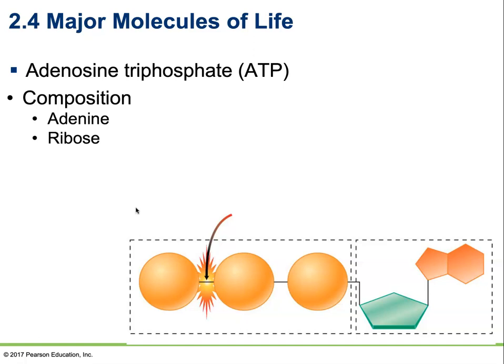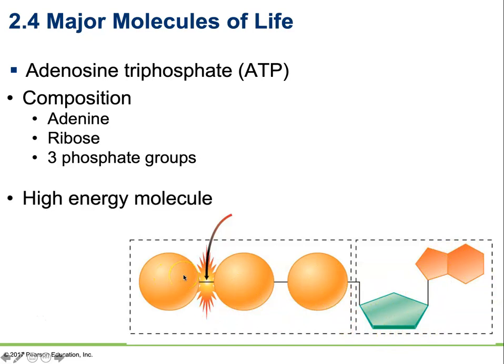Adenosine is that ribose sugar, and 3 phosphate groups. So that's where the name comes from. Adenosine, the adenine, the ribose is adenosine, and the triphosphate, the 3 phosphate groups. Here's what that looks like. Here is going to be our adenine. Here is our ribose sugar and the 1, 2, 3 phosphate groups.